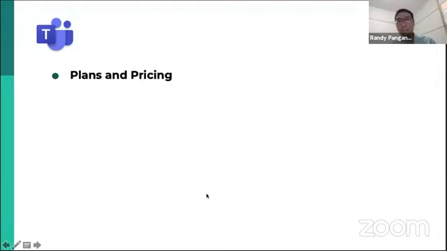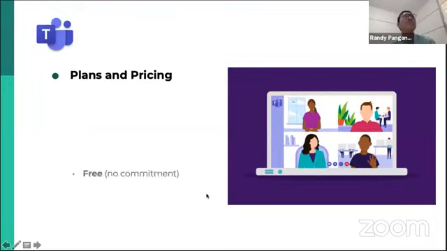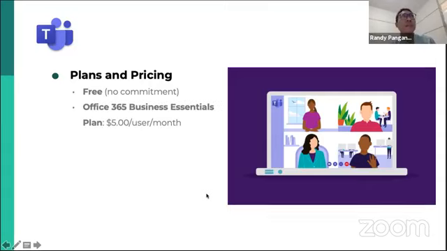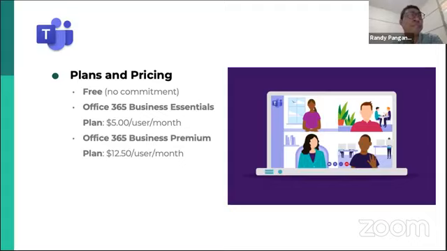All right. Now, for plans and pricing. Yes, there's a free plan. There's no commitment. Okay. The business plan is about $5 per user per month. Sorry about that. The business premium is about $13. And the E3 plan is about $20 per user per month. So again, you can go to the Microsoft Teams website to learn more on the different packages that they have and the different features and functionalities that will differ from each of the plans.